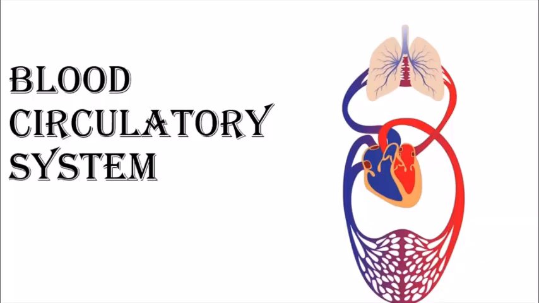Hello students. In this part we will study the blood circulatory system, that is, the circulatory system in our body. The circulatory system is very important as it performs the transport of various substances like water, hormones, oxygen, soluble nutrients, and waste material, and takes them through different organs of our body.